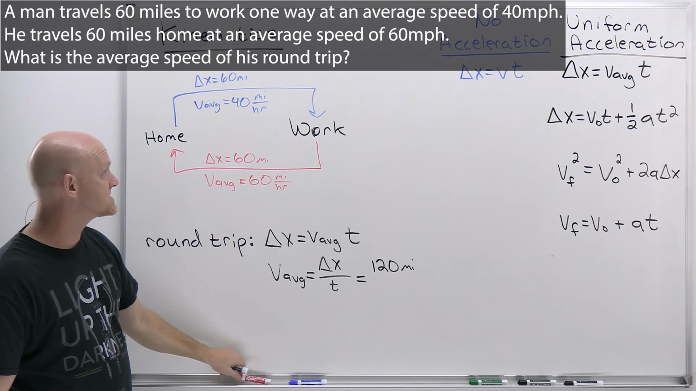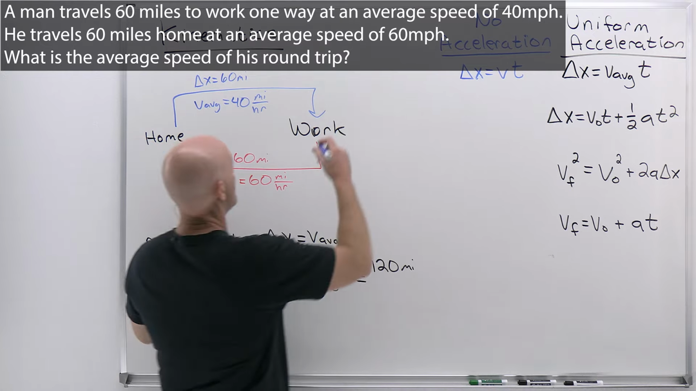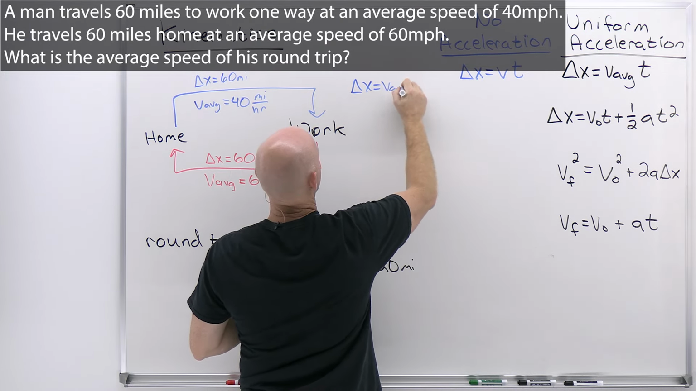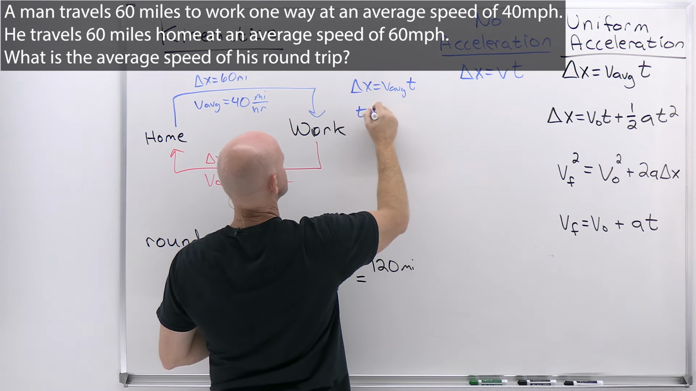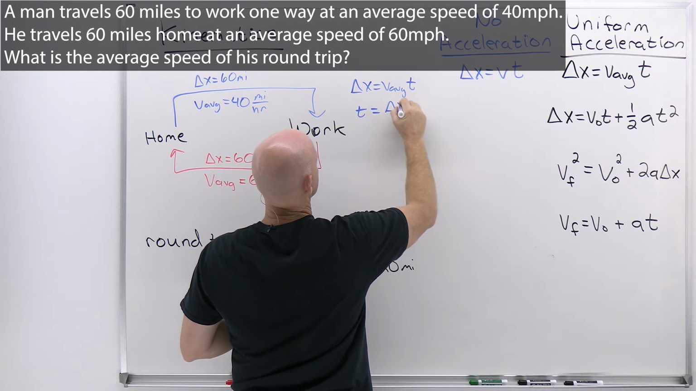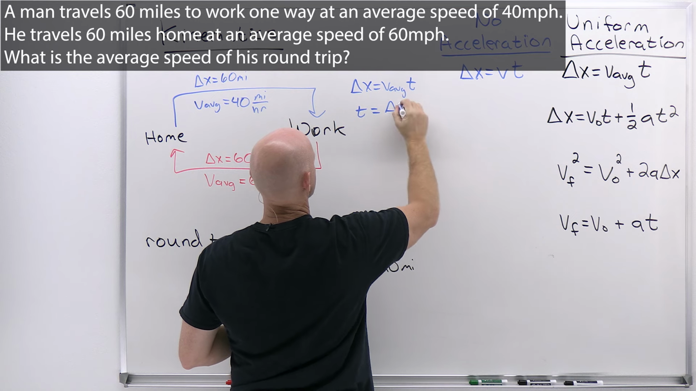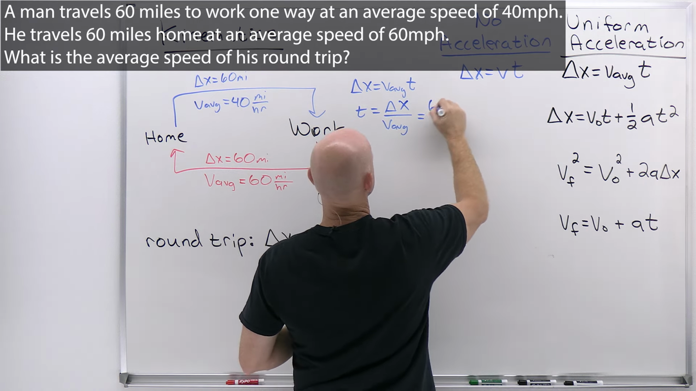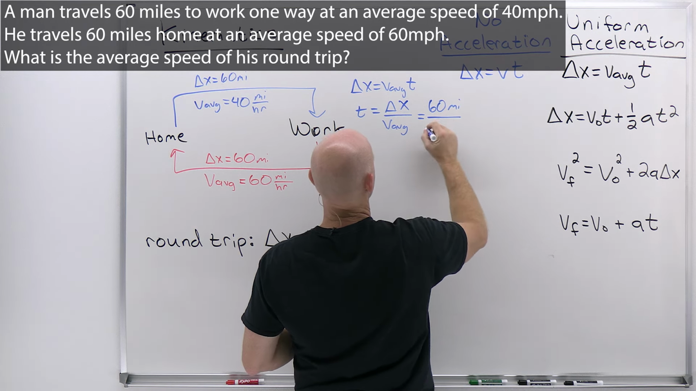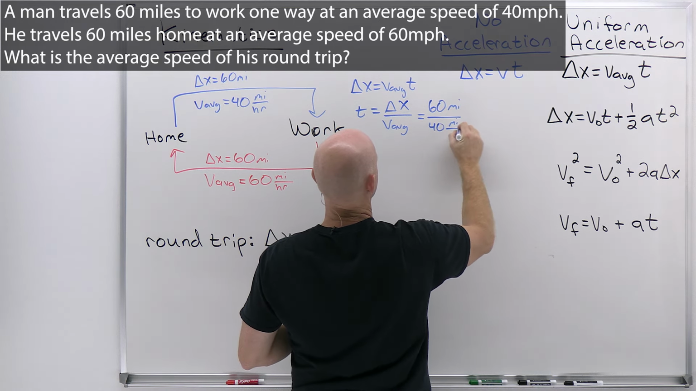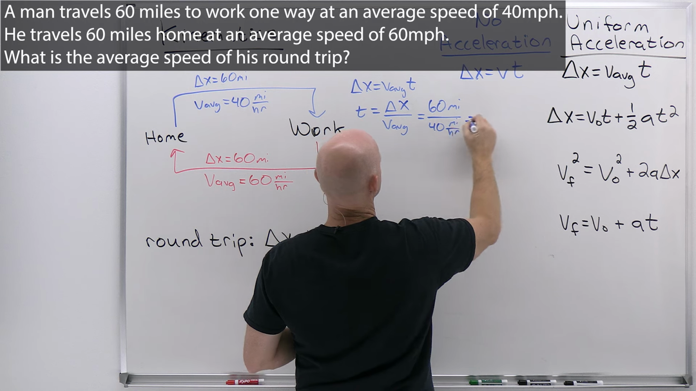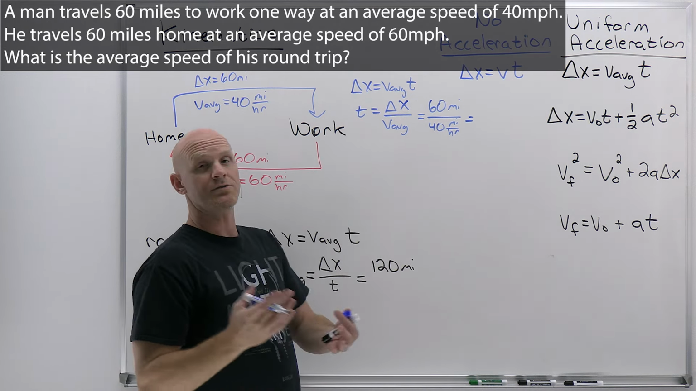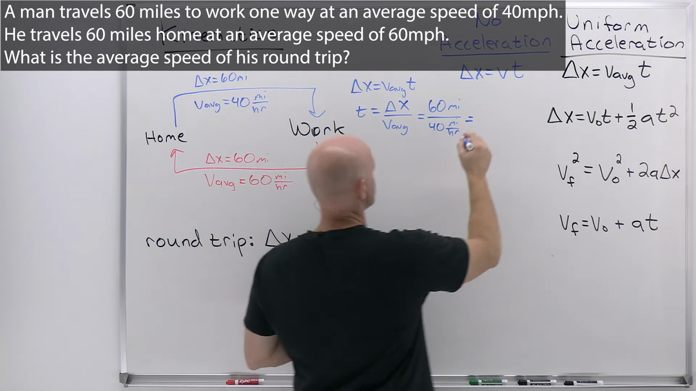And to do that, we're actually going to use the same set of equations here. So on the way to work, we've got delta x equals v average t. If you rearrange and solve for t, you're going to get delta x over v average, which in this case was 60 miles over 40 miles per hour, which is going to come out to 60 over 40, the same thing as 6 over 4, which reduces down to 3 over 2, or 1.5 hours.